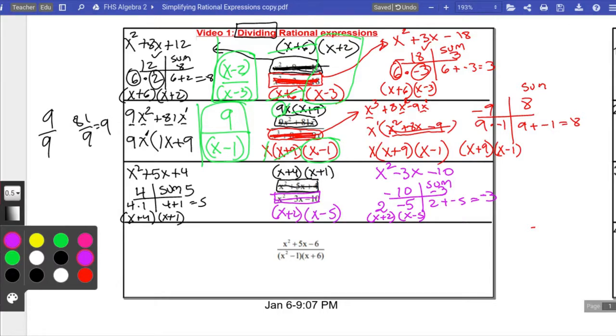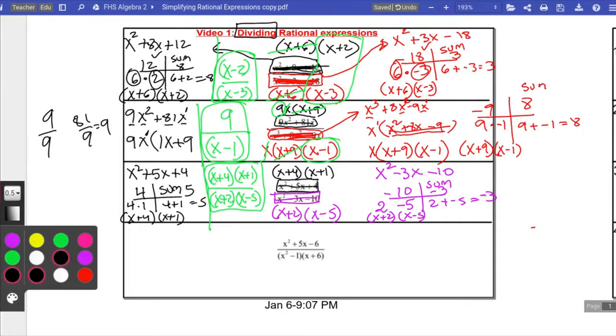All right, so is there anything I could cancel here? I don't think so. X plus 4 on top, I don't have that at the bottom. There's nothing in common. Well, then you're done. There's no work here. You just rewrite the top because there's nothing that can cancel with one another. Nothing at all. So we're done with that one. Moving on to the last one.